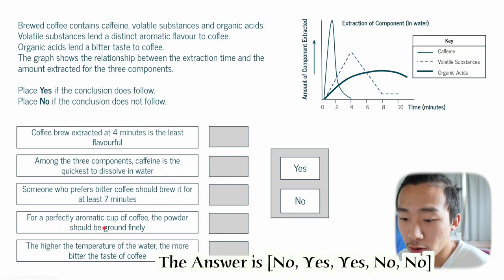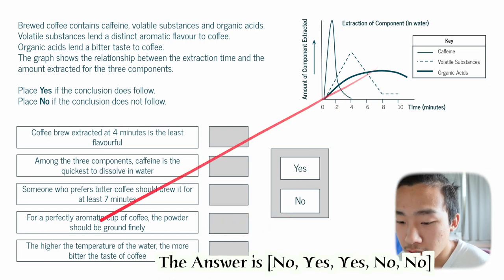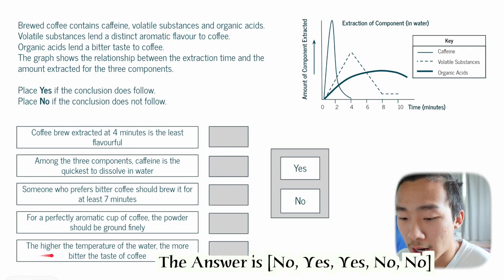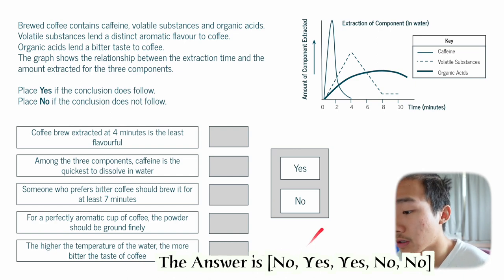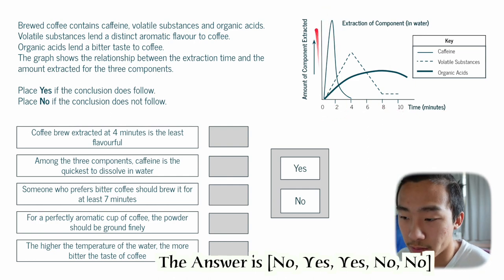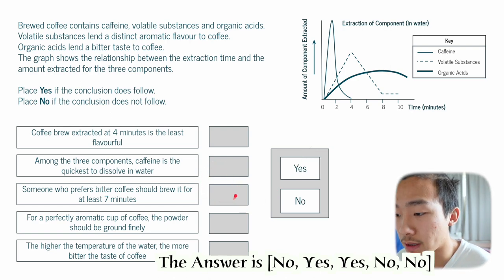And for a perfectly aromatic cup of coffee, the powder should be ground finely. There's nothing mentioned about grinding the powder, so that would be a no, because it's not being stated. Next, the higher the temperature of the water, the more bitter the taste of coffee. We know nothing about this one. It could be true, but this is a time to amount graph, not a temperature to amount graph. So that would be a no as well. So the only yes are the second and the third one over here.